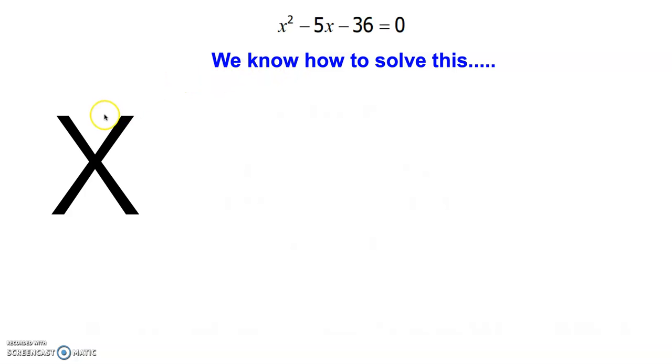We know that we can figure out what multiplies to be negative 36 and adds to be negative 5 to be able to factor this problem. So we would get a negative 9 and positive 4, where we would figure out that those are our factors. So our factors would be x plus 4 times x minus 9 equal to 0.